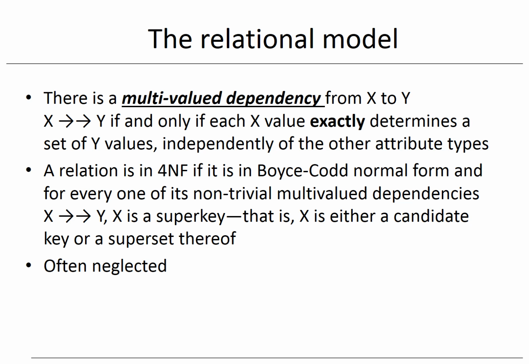We can conclude by discussing the fourth normal form. First, we introduce the concept of a multivalued dependency. There is a multivalued dependency from X to Y if and only if each X value exactly determines a set of Y values independently of the other attribute types.